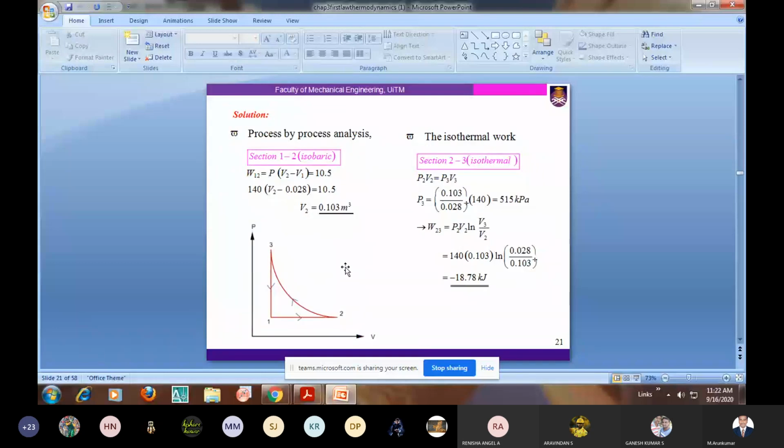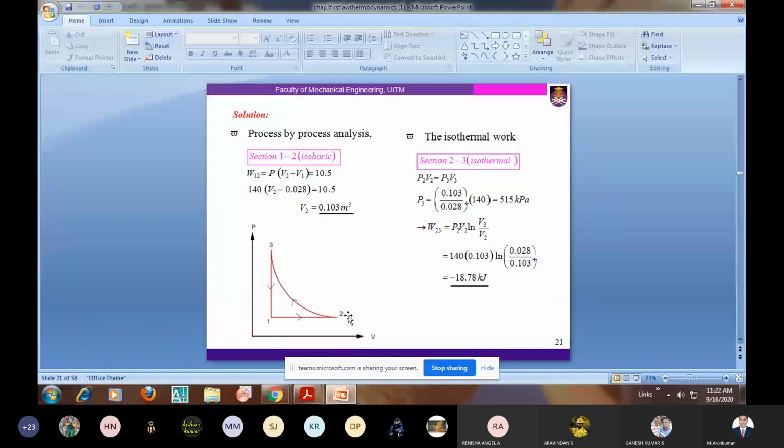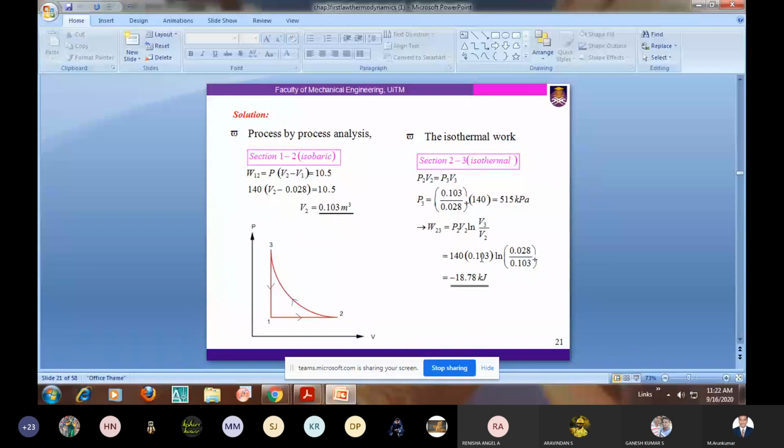The question is, we have to calculate the maximum volume in the cycle. So we can compare the volumes. Here we have V1 and V2. So this V2 is maximum, right? This V2, 0.103 meter cube, is maximum. So we answer the first question. Then the isothermal work, that is, the work in the isothermal process W23, will be minus 18.78 kilojoule.